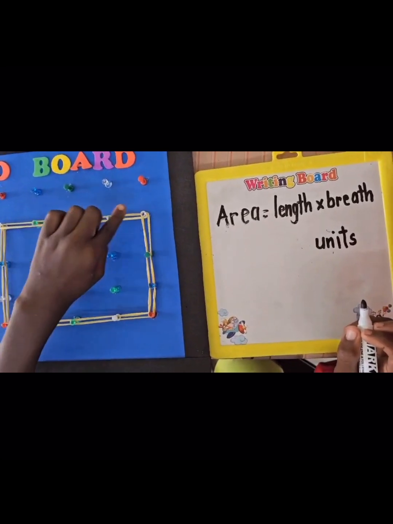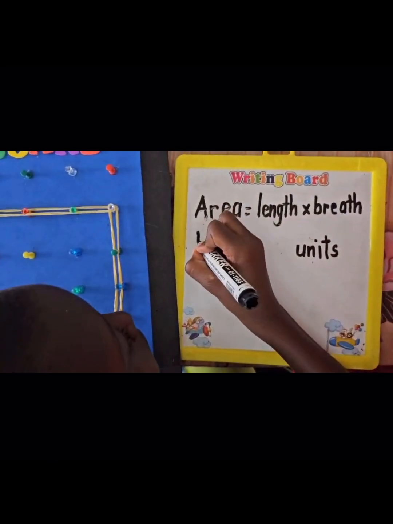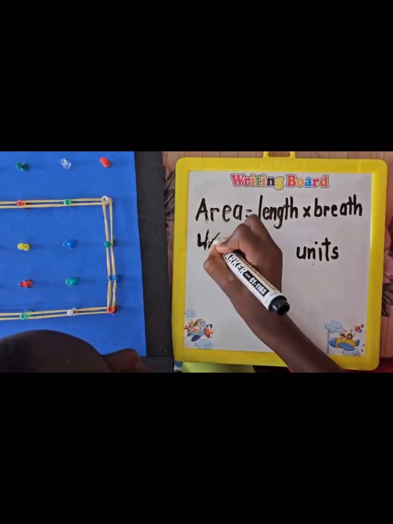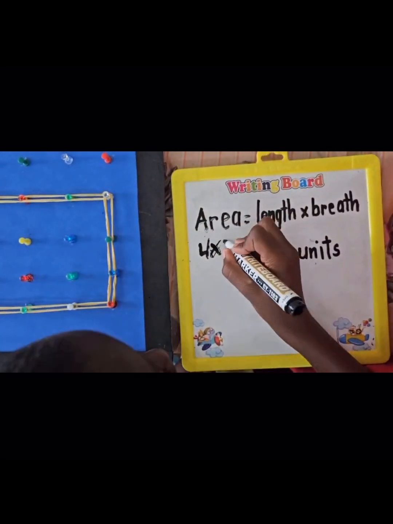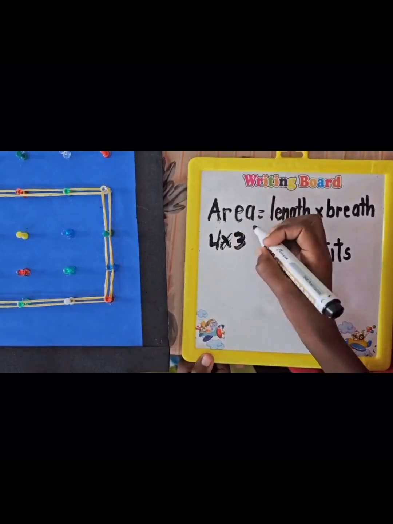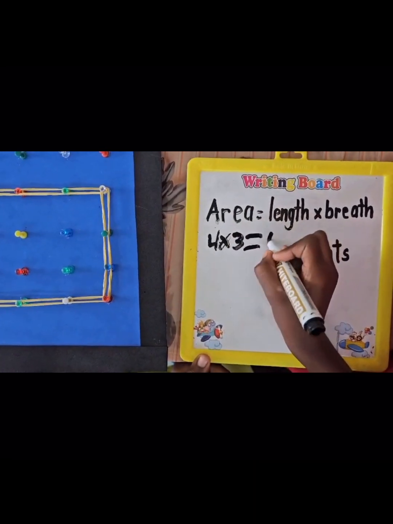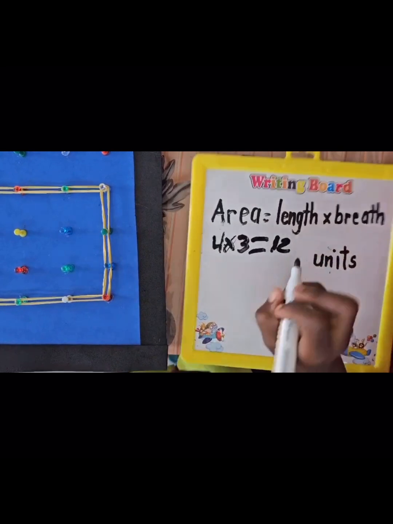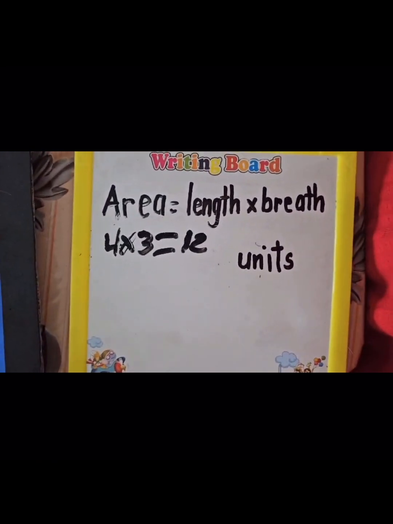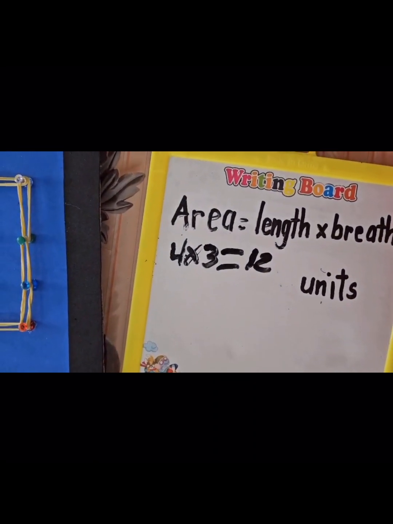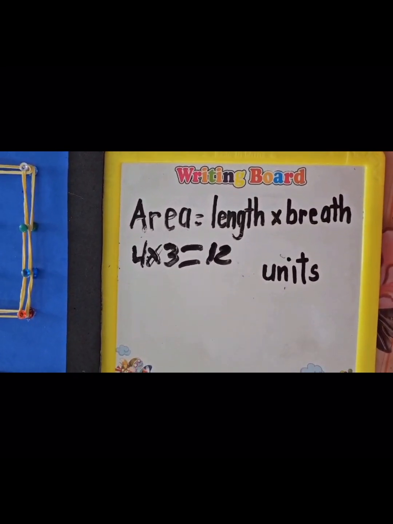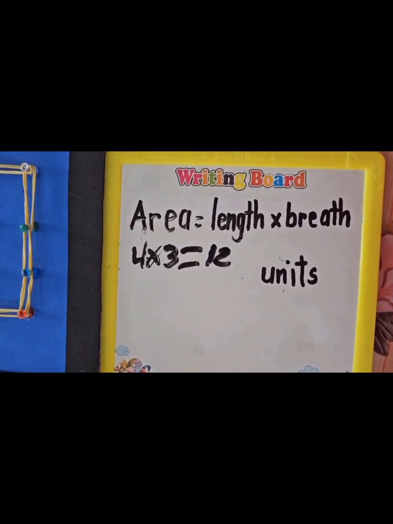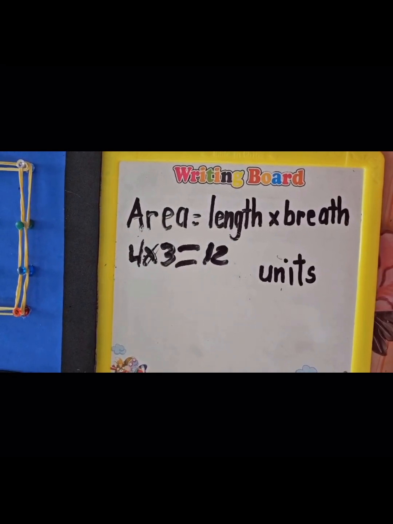Last but not least, the rectangular geoboard can be used to teach the basic concept of area to the grade 4 pupils. Area is equal to length times breadth. So here the child is calculating the different units and he's multiplying to find the area of the shape.